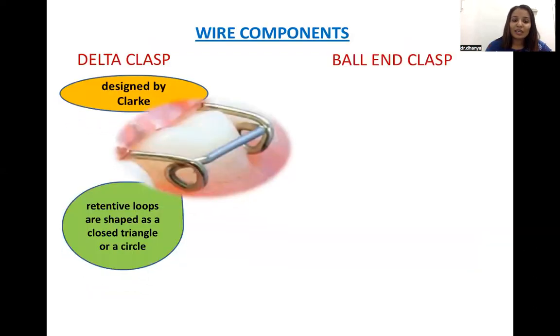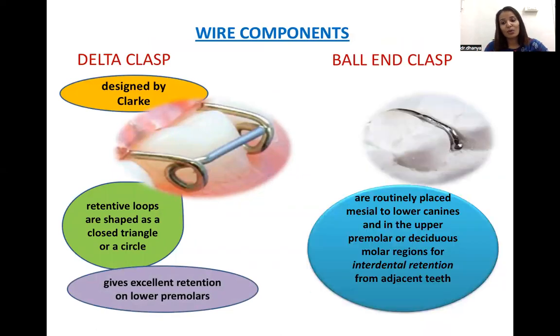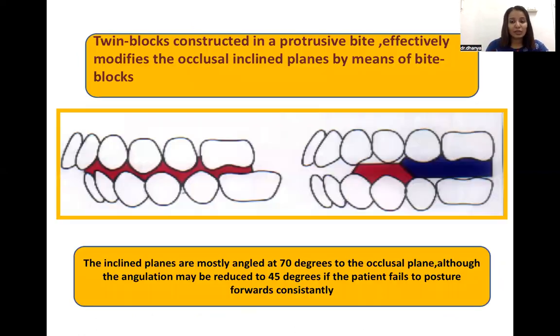So moving on to the wire components, you can see delta clasp as well as ball and clasp. These are the two wire components in cases of twin block appliances. Delta clasp, as you can see here in this picture, which is designed by Clark, has retentive loops that are shaped as a closed triangle or a circle, and this gives excellent retention on lower premolars. Next one is ball and clasp. In ball and clasp, there is a ball kind of end in the clasp. They are routinely placed medial to lower canines and in the upper premolar or deciduous molar region for interdental retention from the adjacent teeth. So these are the wire components.